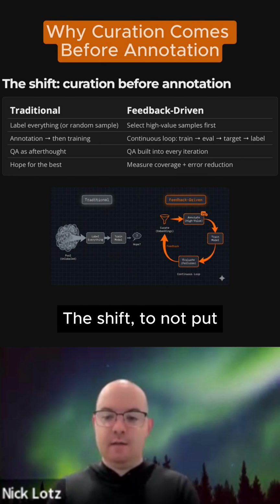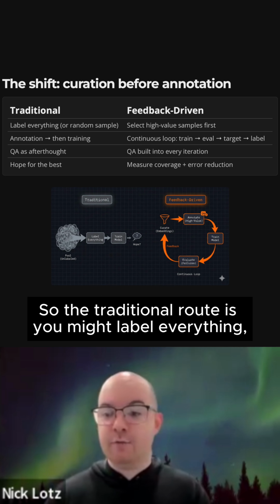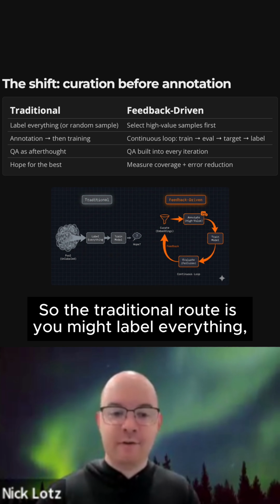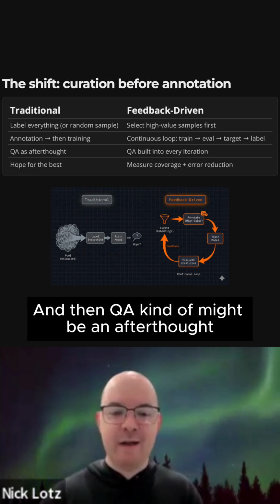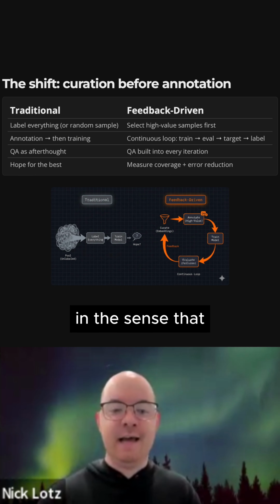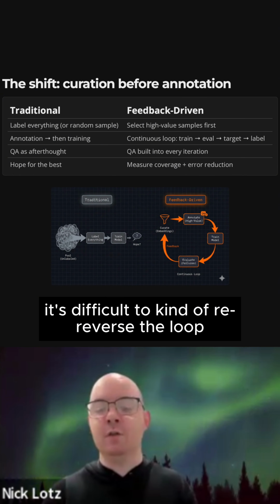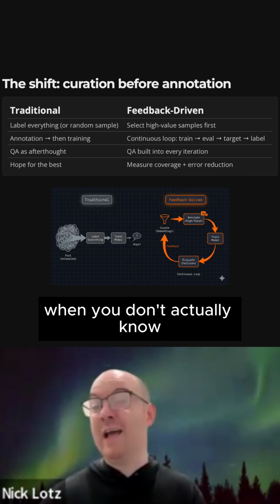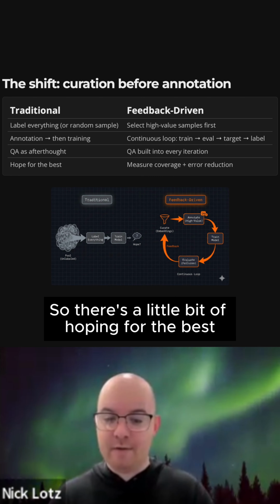The shift, to not put too fine a point on it, is curation before annotation. So the traditional route is you might label everything, perform a whole bunch of annotation, then train the model, and then QA might be an afterthought, in the sense that it's difficult to reverse the loop and go back into annotation when you don't actually know what in the data is causing your model to fail. So there's a little bit of hoping for the best.